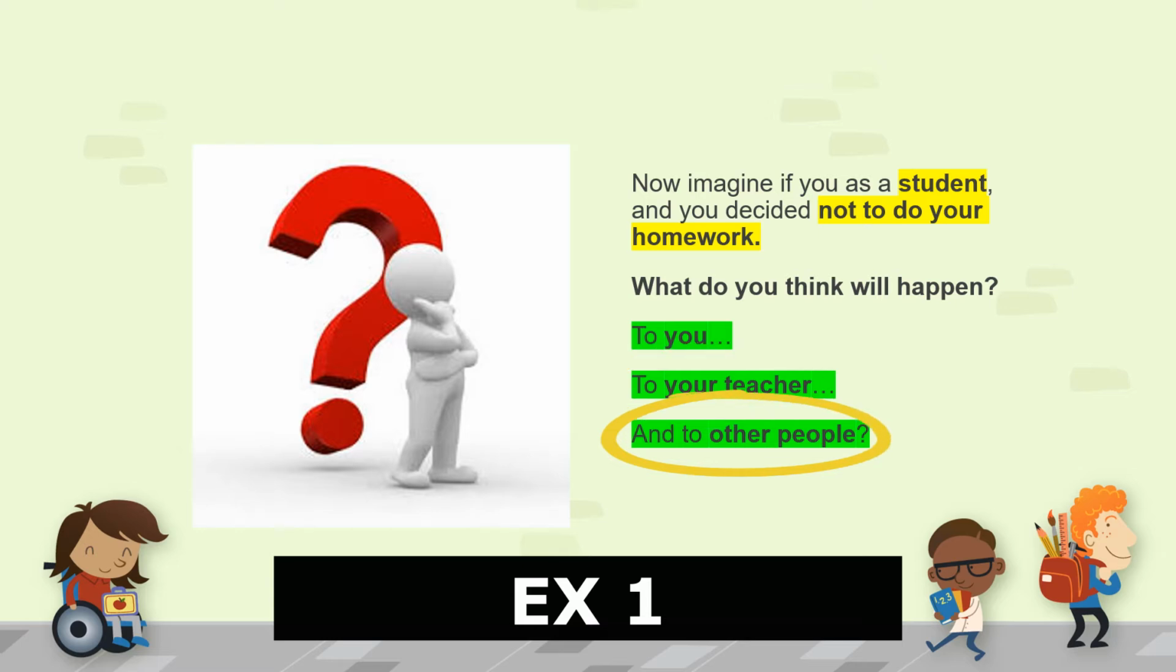So this one is your first exercise for today. I want you to think, if you choose not to do homework, what will happen? Number one, to you. You answer like this: if I don't do my homework, I will... What happened to you? Okay, the next one. If I don't do my homework, my teacher will... What happened to the teacher? And lastly, if I don't do homework, other people will... What happened to them? Okay, other people here refers to your parents, your family, or your friends.